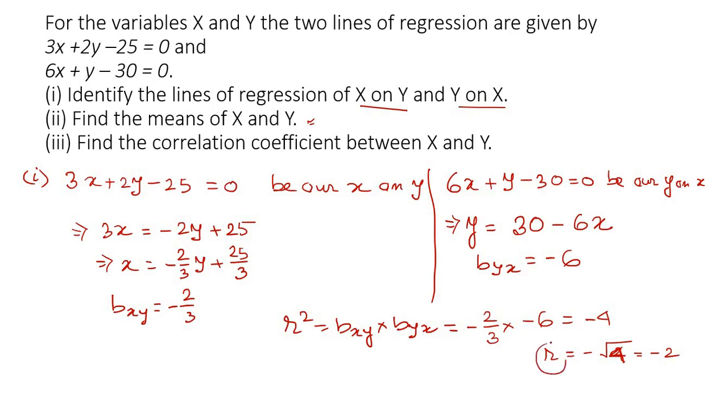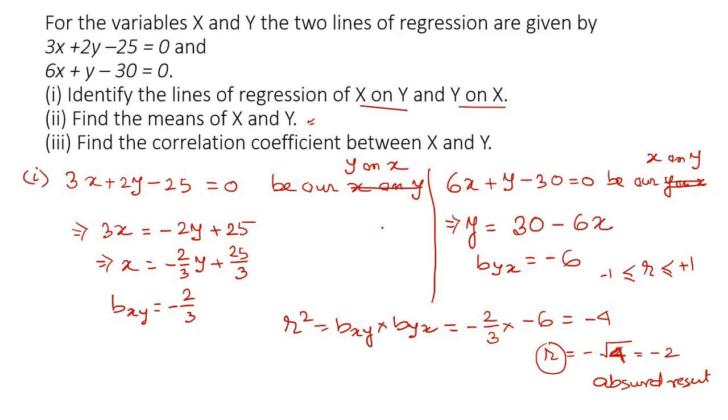But once again, this is an absurd result, because the correlation coefficient r ranges from minus 1 to plus 1, that is, greater than or equal to minus 1 and less than or equal to 1. So this is the range, and this is an absurd result. That means our initial assumption was not correct. When initial assumptions are not correct, you will reach wrong results. So actually this is not x on y, rather this is y on x, and this is not y on x, rather this is x on y. So now we have our equations. Let us take a new slide and do it here.